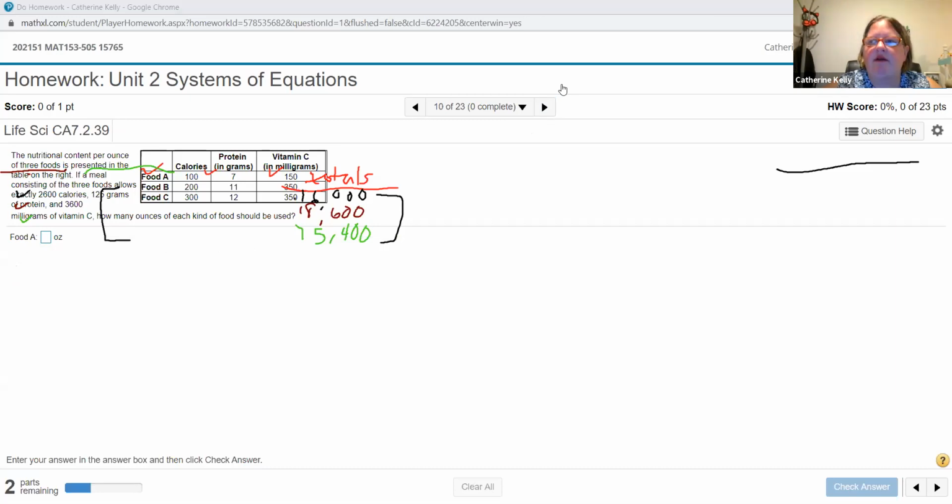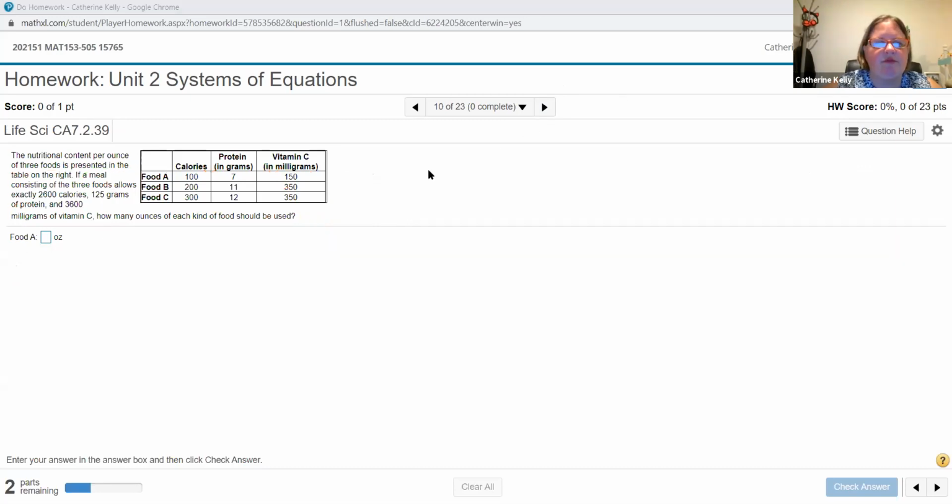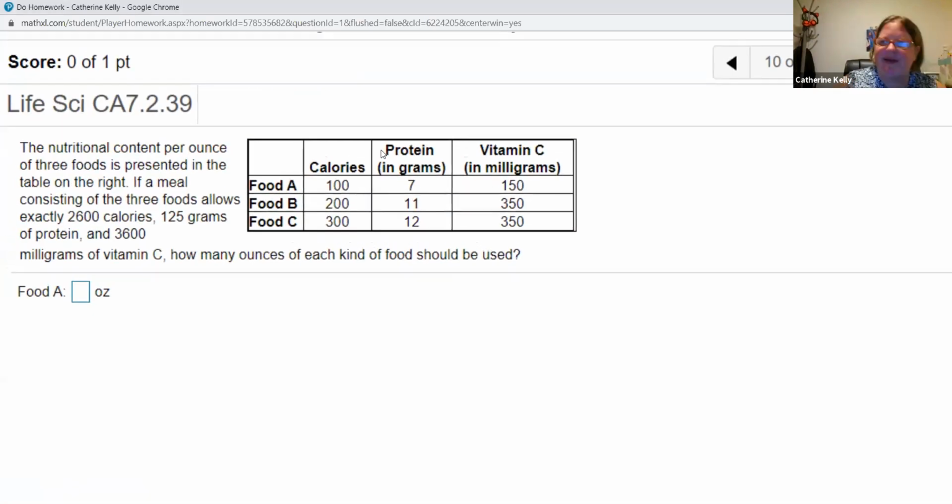Oh, let me delete it. Okay. Here we go. The nutritional content per ounce of 3 foods is presented in the table to the right. If a meal consisting of the 3 foods has exactly 2,600 calories, 125 grams of protein, and 3,600 milligrams of vitamin C, how many ounces of each kind of food should be used?